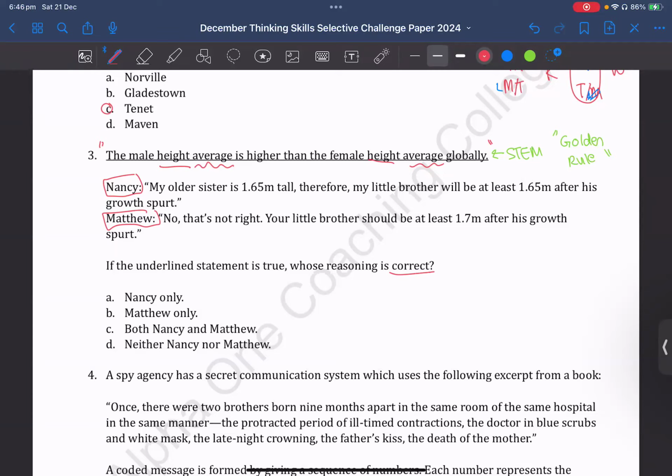So Nancy is saying, my older sister is 1.65 meters tall, and therefore my little brother would at least be that same height after his growth spurt. I guess when these sort of statements come up, you need to ask yourself, okay, where are these numbers coming from? Or where's this reasoning coming from? And by understanding how this correct or incorrect logic works, you can really apply that and see if they're correct or incorrect. And this is the same sort of technique I use for other argument or logic questions that talk about, okay, what is the mistake that we can see? Alrighty.